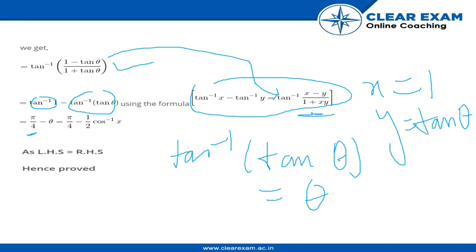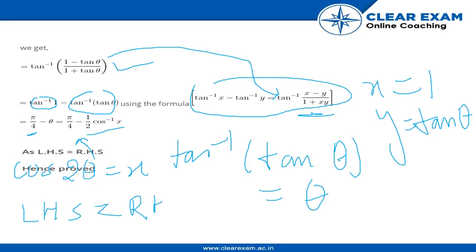Now remember our initial assumption. We took cos 2 theta as x. Now putting the value of theta here, we get theta is equal to cos inverse x, am I right? Theta is equal to cos inverse x by 2. So we get our final answer as pi upon 4 minus half cos inverse x, and we just proved that LHS is equal to RHS. Hence our answer is solved.